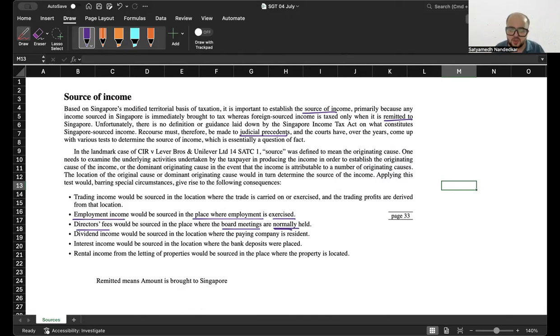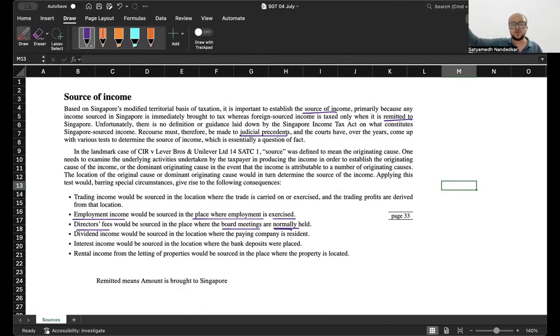Dividend income would be sourced in the location where the paying company is resident. A Singapore company resident in Singapore paying you dividend, income originates in Singapore. If it is, say, for example, a company in New Zealand that is paying you income, the income originates in New Zealand, not in Singapore. Interest income would be sourced in the location where bank deposits are placed. Say you have a lot of money and you have deposited that money with a Swiss bank, and the Swiss bank is paying you interest.